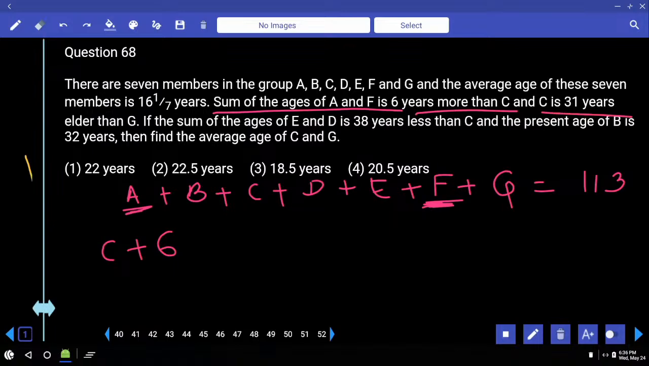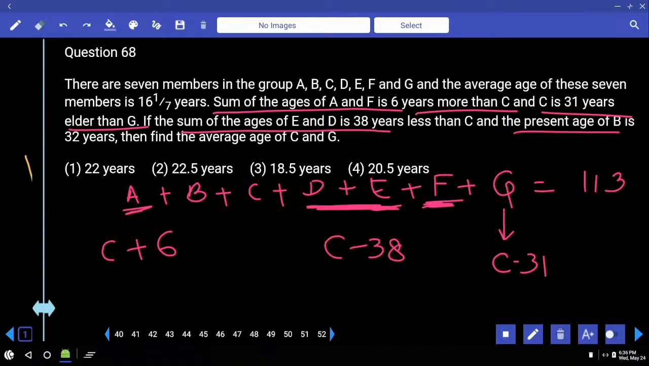C is 31 years elder than G, means G is 31 years younger than C, means C minus 31. In place of G, we can write C minus 31. If the sum of the ages of E and D is given, in place of E and D, we can write C minus 38. And the present age of B is 32. This is 32. And C itself.